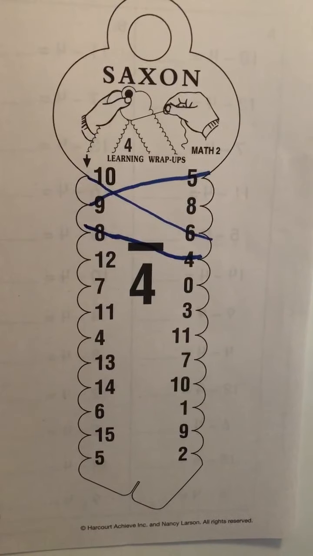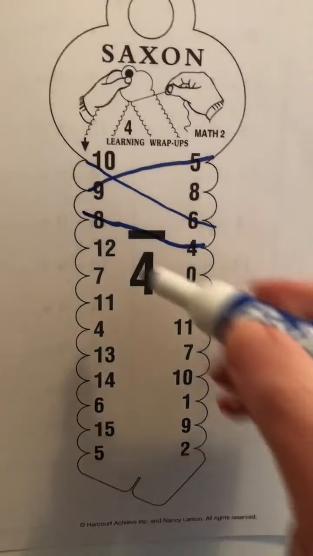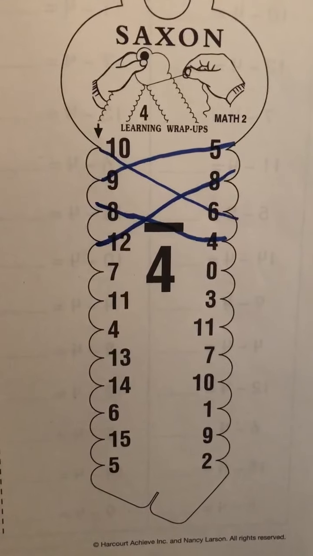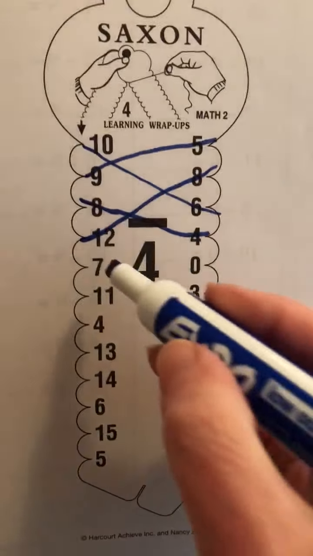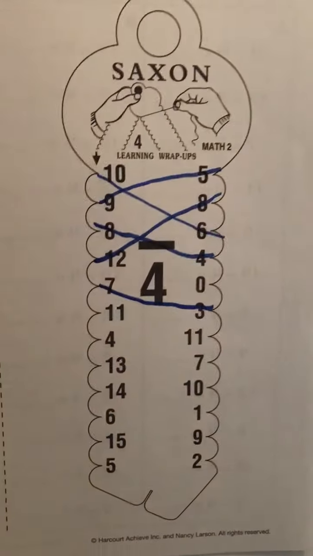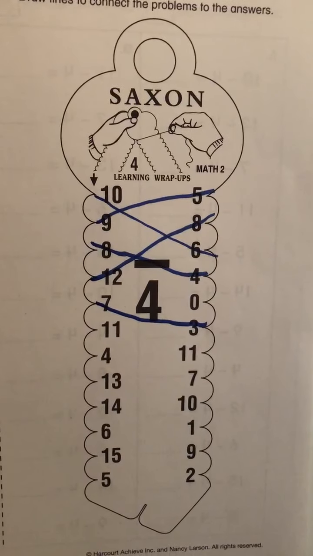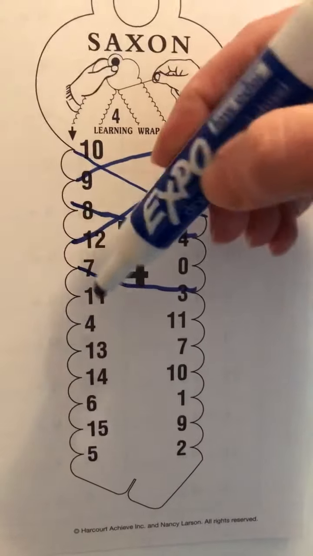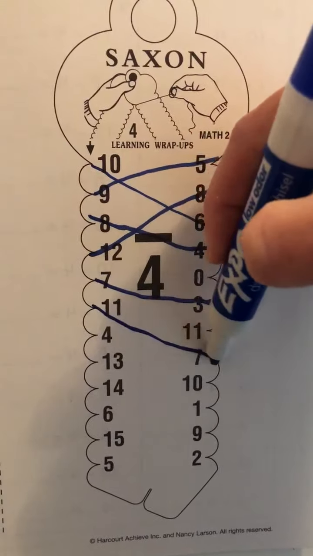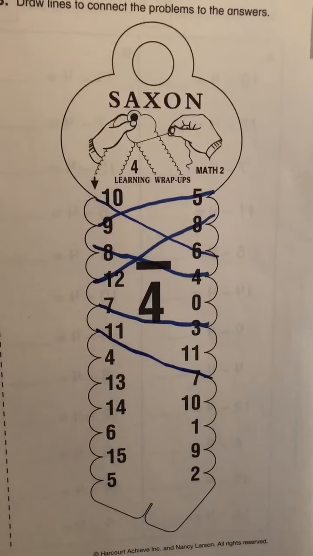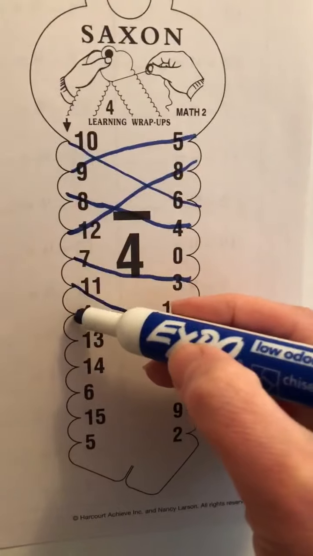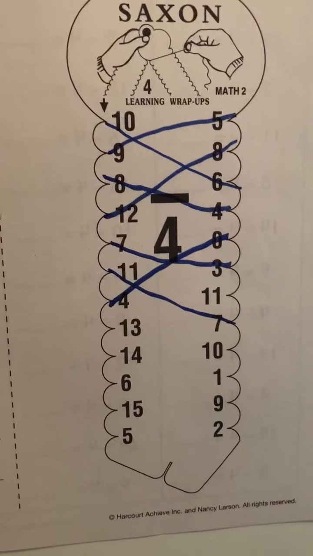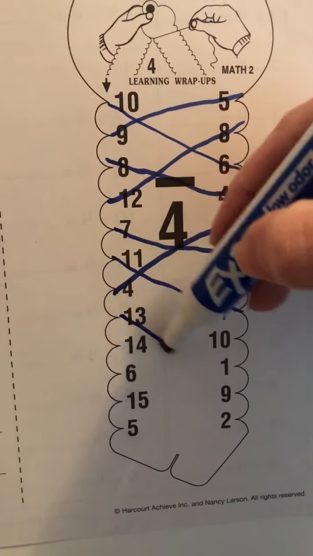And 12 minus 4 equals 8 because 8 plus 4 is 12. Okay, let's go to the 7. 7 minus 4 equals 3 because 3 plus 4 is 7. How about 11 minus 4? 11 minus 4 equals 7 because 7 plus 4 equals 11. Here's an easy one. 4 minus 4. Yep, it's 0. And 13 minus 4. I hope that 9 is popping into your head because 9 plus 4 is 13.